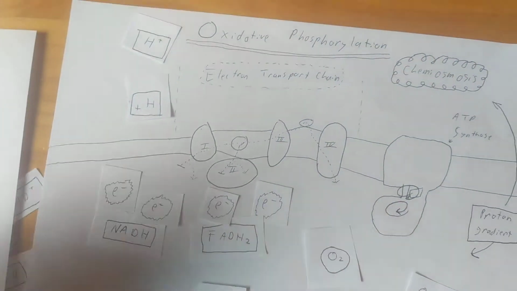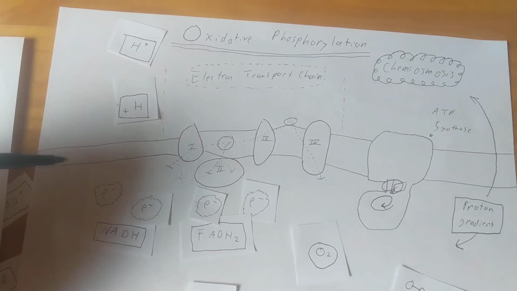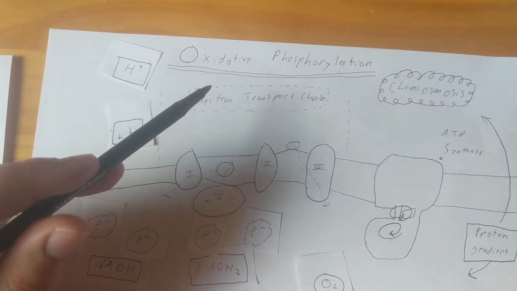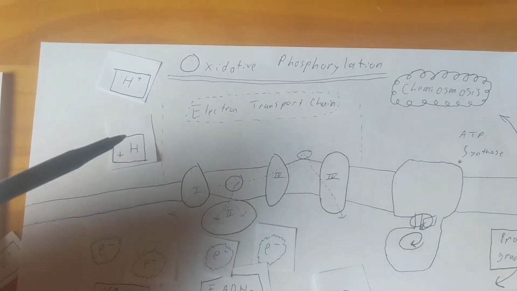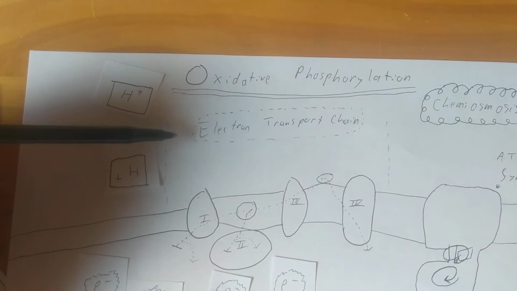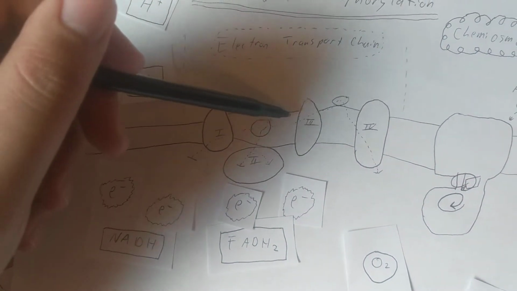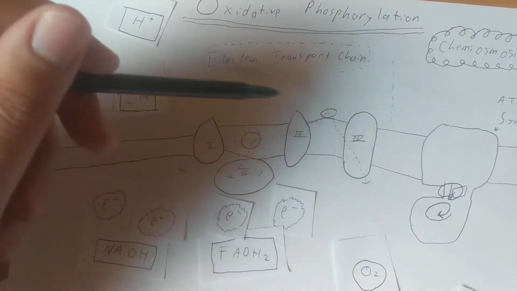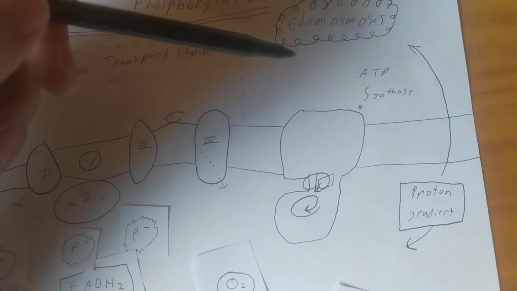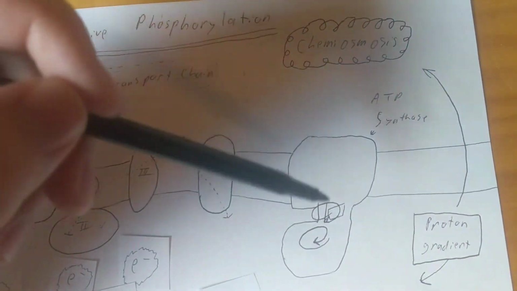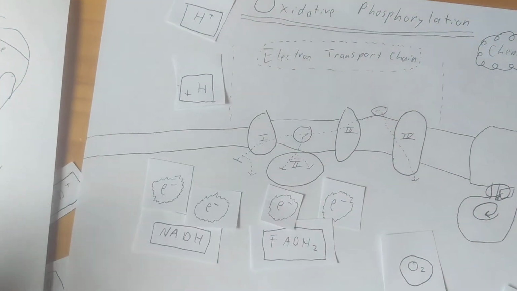So here we have the inner mitochondrial membrane right here, and it's performing a complex task called oxidative phosphorylation. It's divided into two parts. The electron transport, which is characterized by this long chain of dotted lines, and then chemiosmosis, which is characterized by this organelle right here. Now let's just walk through the process real fast.